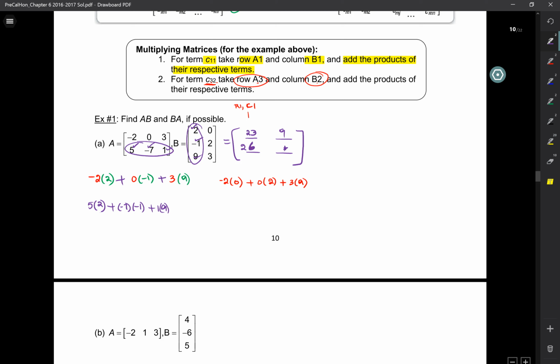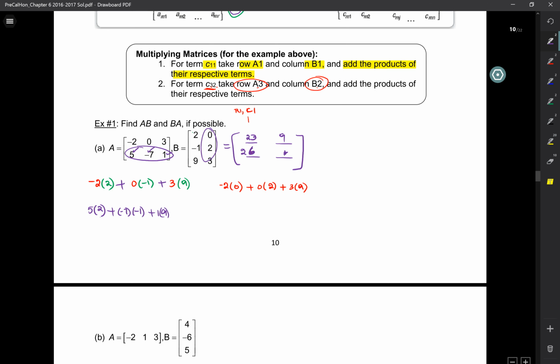Finally, this last one. Okay, what position is that? Row 2, column 2. So I'm going to do row 2, column 2. The first with the first, 5 times 0. The second with the second, -7 times 2. And I'm going to add these. Plus the third with the third is -11.